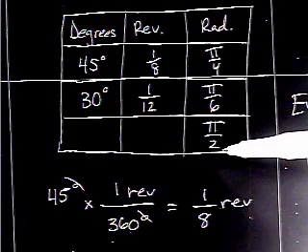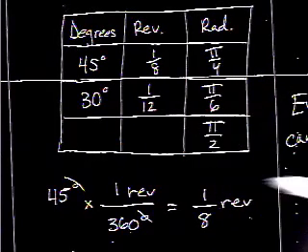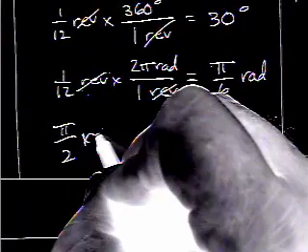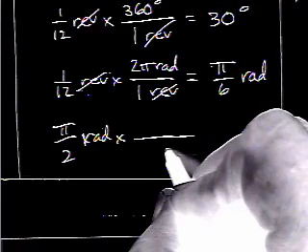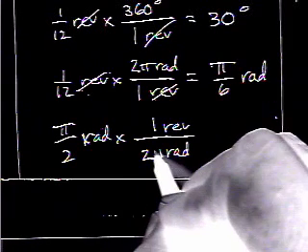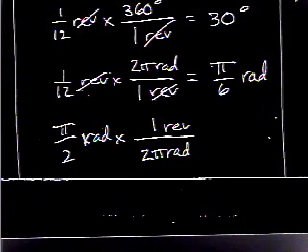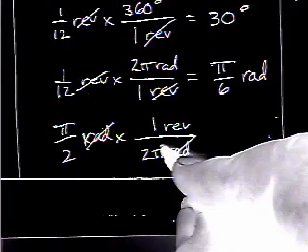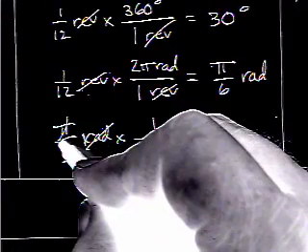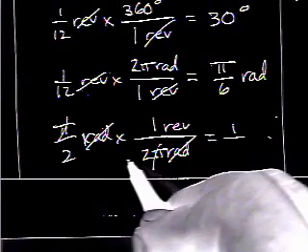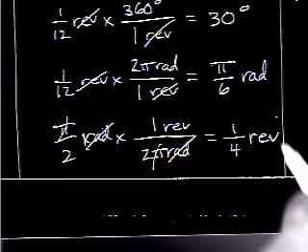Last but not least, we've got pi over 2 radians, and we want to convert it to the others. We will start with pi over 2 radians, being converted to revolutions. Okay, 1 revolution is equal to 2 pi radians. So what cancels out? The radians cancel out. Oh, look, the pi's cancel out also, leaving me with 1, and 2 times 2 is 4. 1/4 of a revolution.